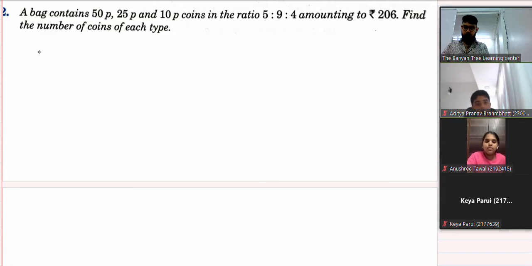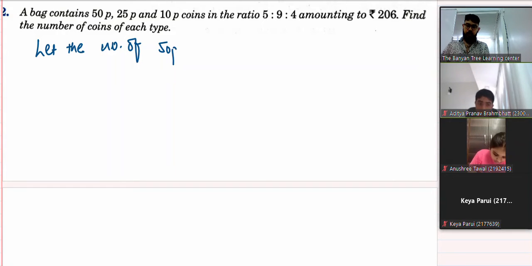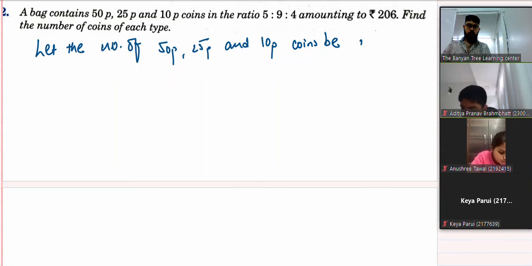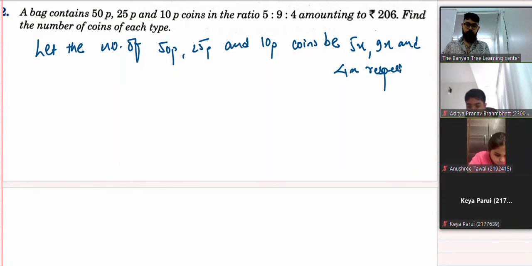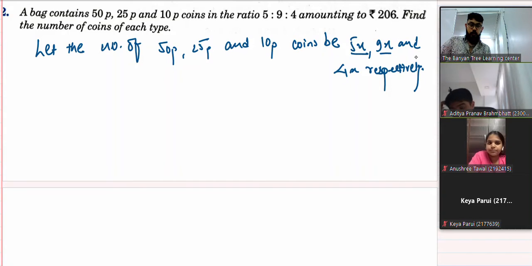See, please note it down with me. Let the number of 50 paisa, 25 paisa and 10 paisa coins be 5x, 9x and 4x respectively. We are just counting the number of coins. So these are the number of coins of each type.